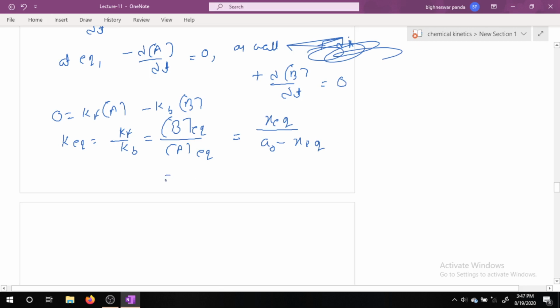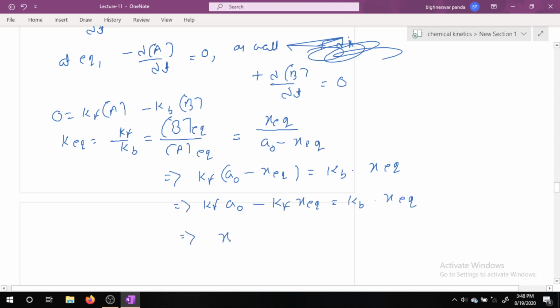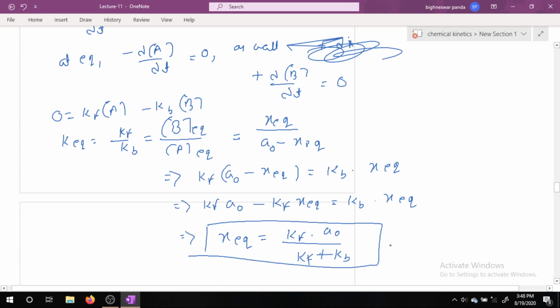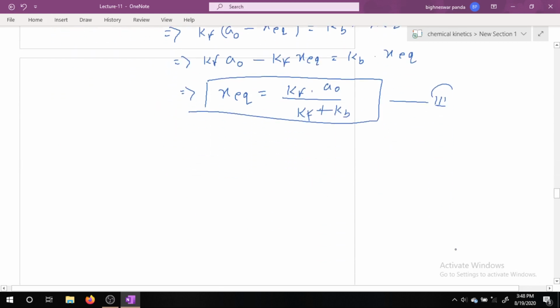So from this I can easily calculate the xeq value. Solving for xeq, we get xeq is equal to A naught divided by the sum of the two terms, kf and kb. At equilibrium we have calculated xeq.